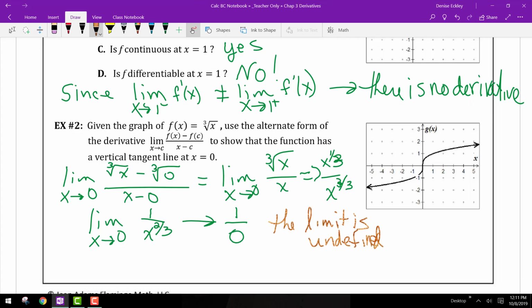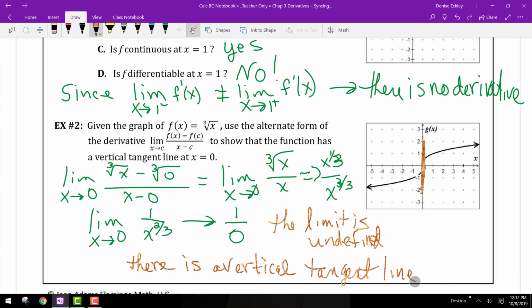And when we look at the graph, what we see at 0, oops, that's not 0. What we see at 0 is that we have a vertical tangent line. Now we can see that this is definitely a continuous function. Every limit exists, every value exists, and they're equal to each other, but at that one point, it's not differentiable.